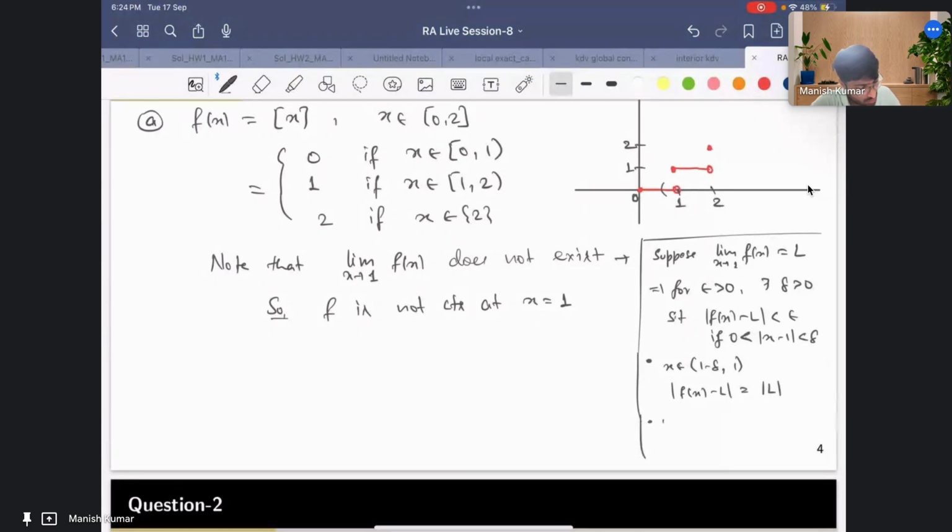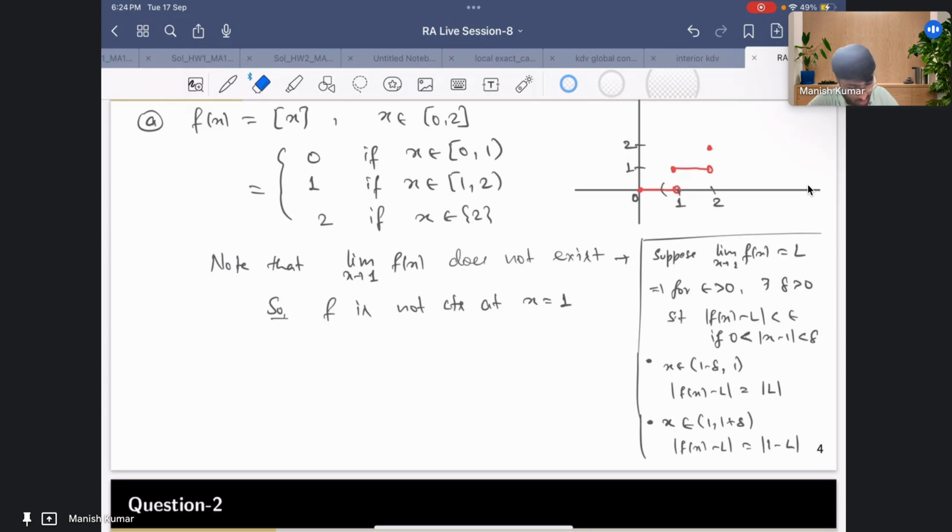And if you choose x from 1 comma 1 plus delta, this mod of f(x) minus L would be mod of 1 minus L, correct? Now the question is that from here you have to get a contradiction, right? Now suppose I choose my epsilon. So what should I choose? Maybe just a second. So 1 minus L.